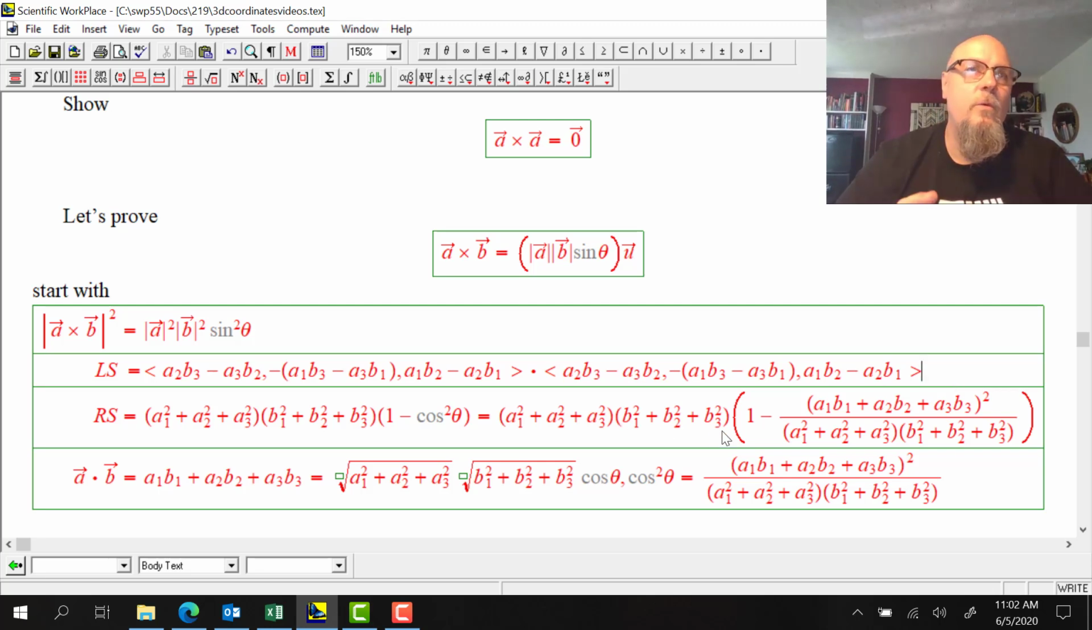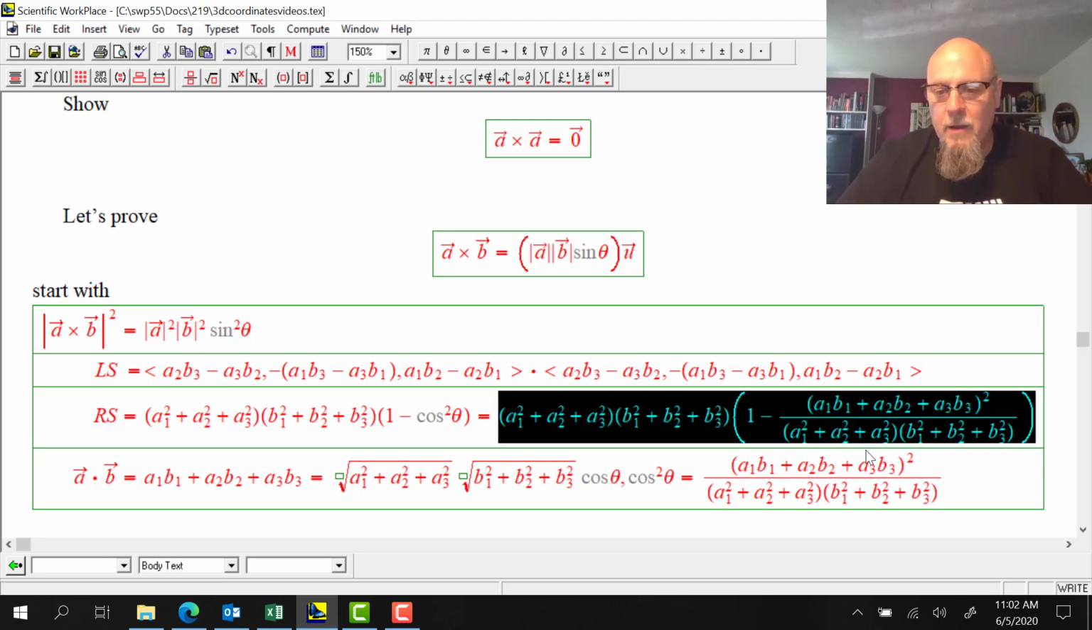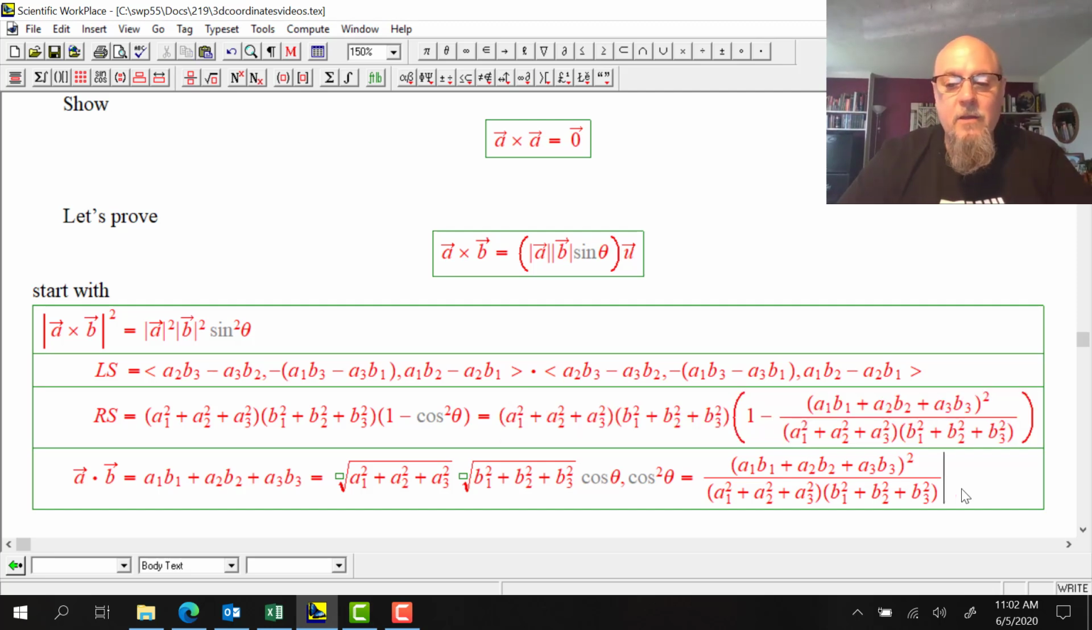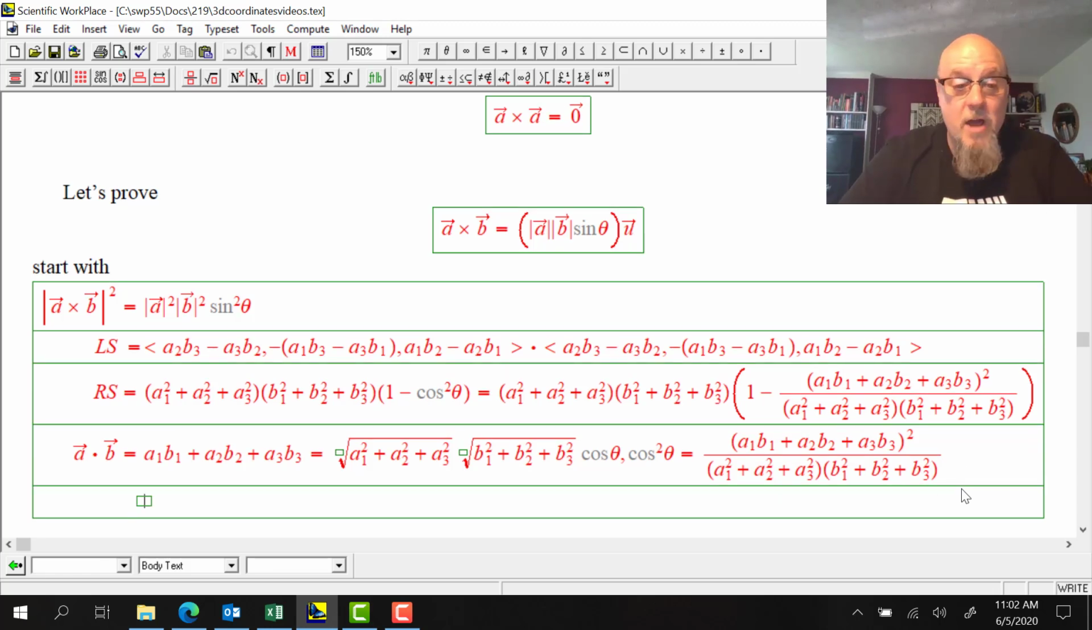A's and B's with all the 1's, 2's, and 3's. If I expand this all out, I'm going to have the common denominator here. There's a lot of algebra, it's messy. But I'll get the same thing. So dot, dot, dot. I can show that left side equals right side from here.